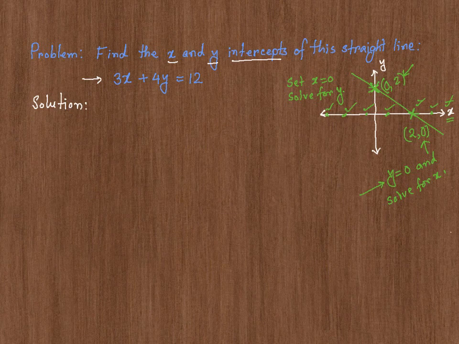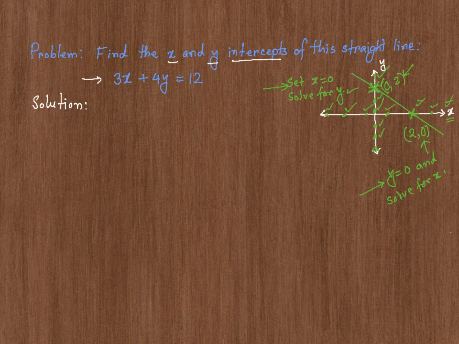It could be anywhere on the y-axis. It could be here, here, here, here, doesn't matter where it is. All of these points have x-coordinate 0. Note that. All of these points have x-coordinate 0. So we set x to 0 and then solve for y to find the y-intercept.